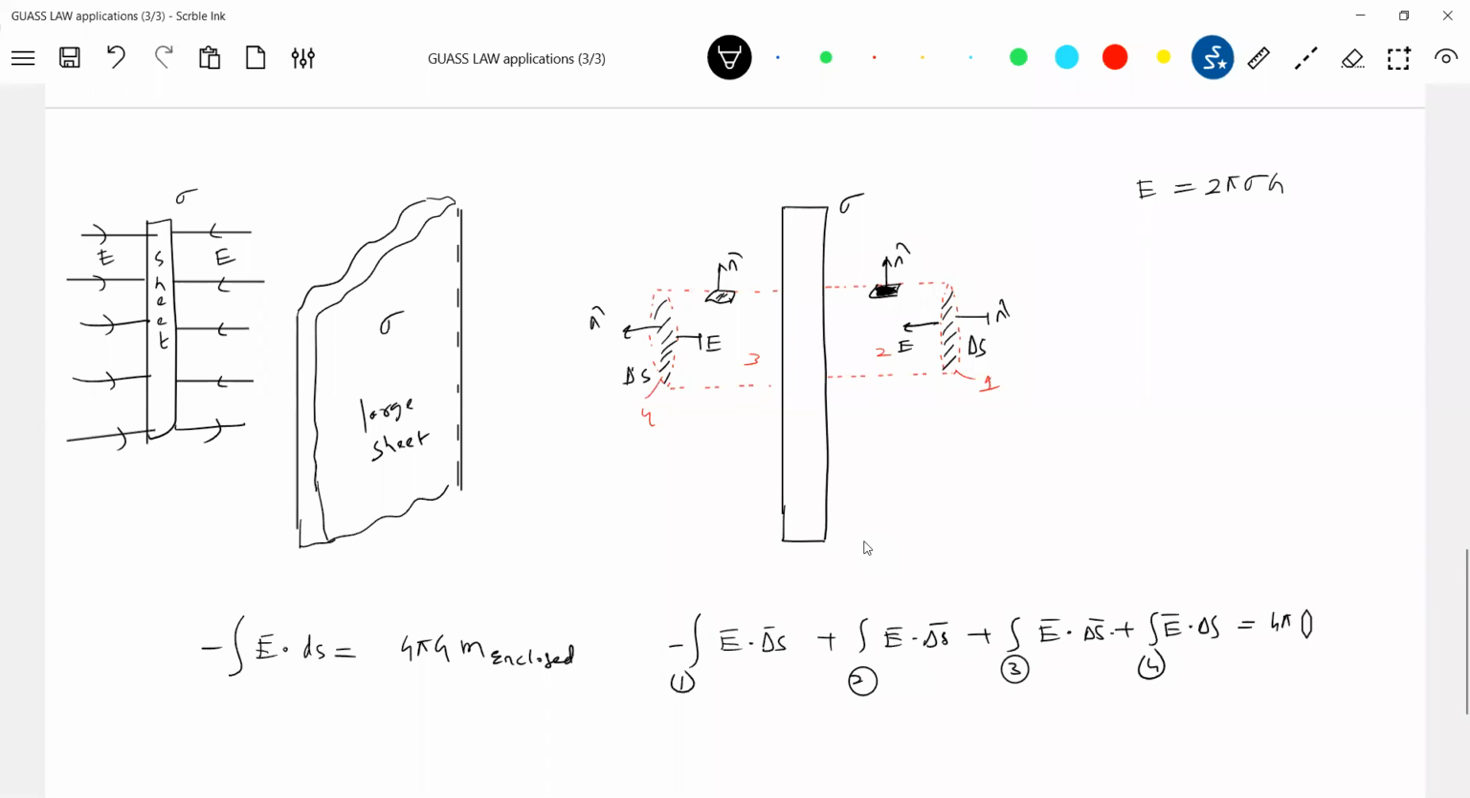Now what is the net mass enclosed? Sigma into delta S, sigma into delta S. You can see that this cylinder will enclose the mass here. How much? Sigma into delta S. This cylinder will enclose the mass sigma into delta S. So here, how much mass is enclosed? So we'll get it.